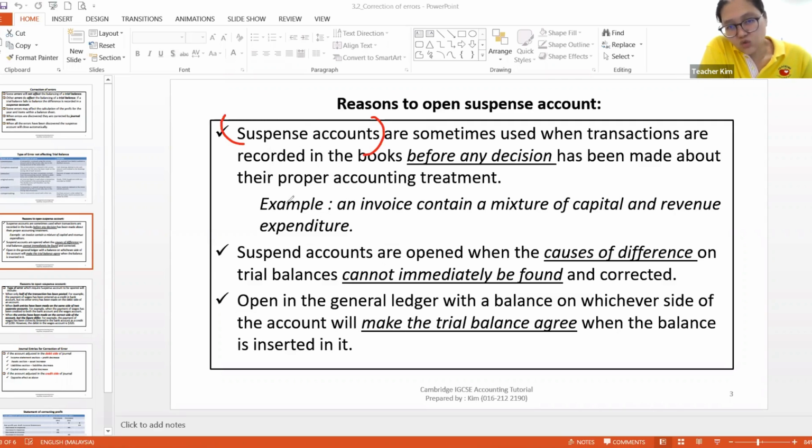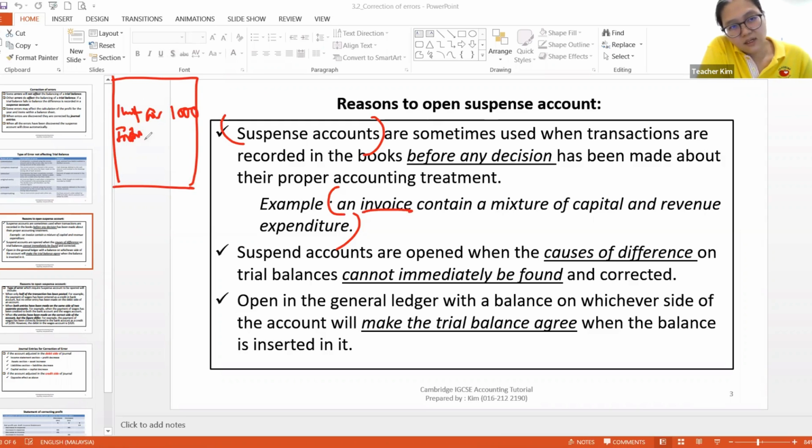Sometimes you hire a junior staff. This type of situation happens with junior staff. The junior staff is not sure how to put through the double entry. They are not sure, for example, when you have a mixture on the invoice. When you get a supplier invoice, the supplier will say this 1 unit aircon costs you 1,000.